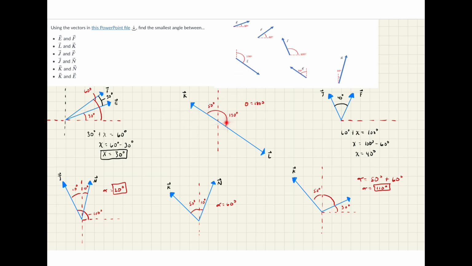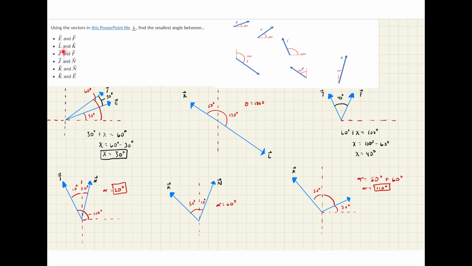So L is 130 degrees, and then placing them tail to tail with K. So K is 50 degrees, so it's kind of pointing in the opposite direction. So the angle would be 180 degrees for this one.